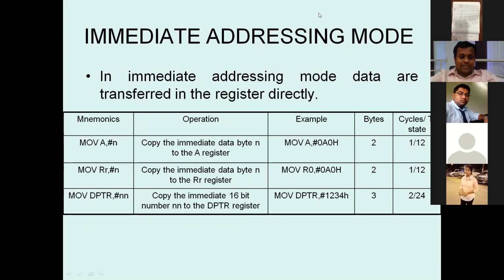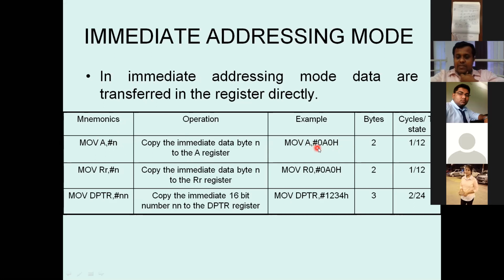Next, what are the functions? MOV A, #N means the immediate data N will be copied into the accumulator. Whatever data I give will be immediately stored into the accumulator. Like MOV A, #0A0H: A0H will be automatically stored into the accumulator.